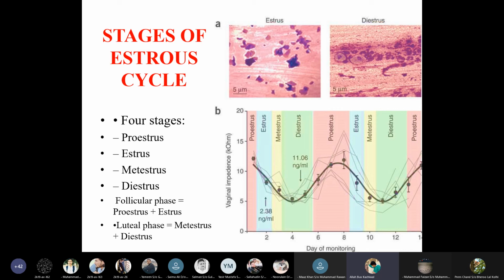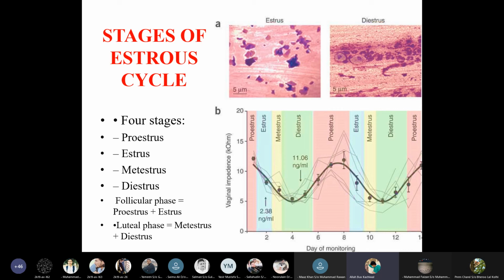The stages of the estrous cycle: there are 4 stages. One is proestrus, estrus, metaestrus, diestrus. The follicular phase has the proestrus and estrus, and the luteal phase has metaestrus and diestrus. So these 4 stages are converted into 2 phases.